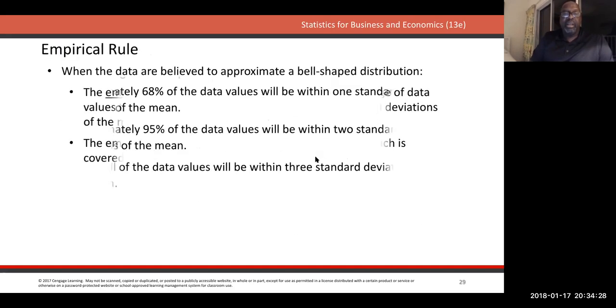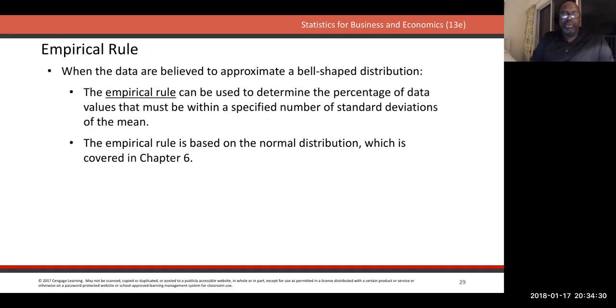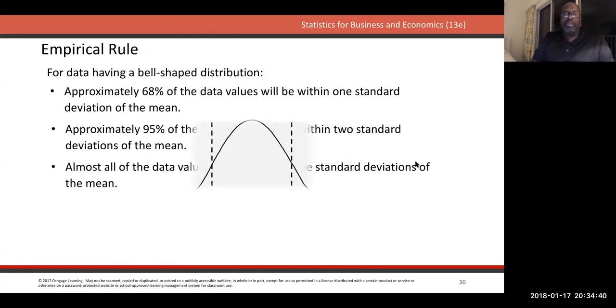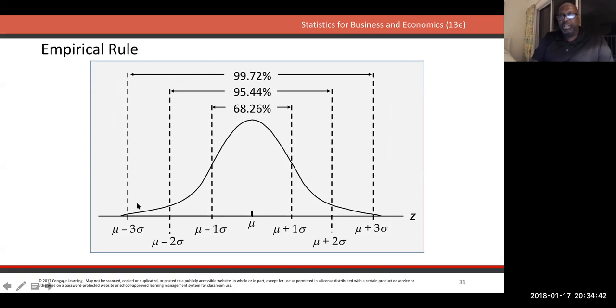And they test it. The empirical rule, which I've done with you, says approximately 68% of the data will be within 1 standard deviation, 95% within 2, and almost all of it within 3. So you see the bell-shaped curve within 1 standard deviation, then 2 standard deviations, 95.44, 99.72 within 3 standard deviations, and so on.